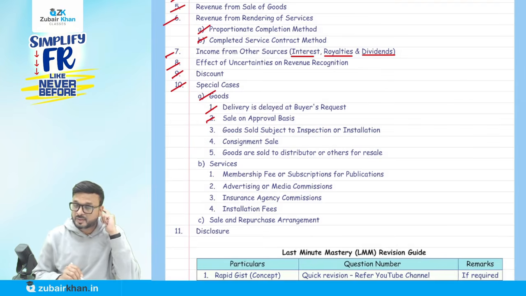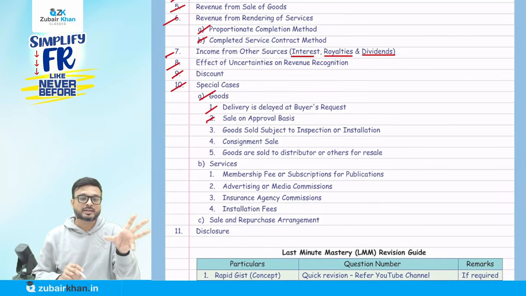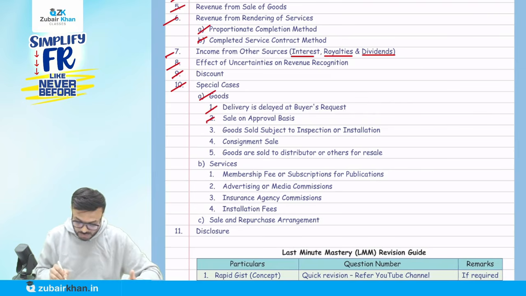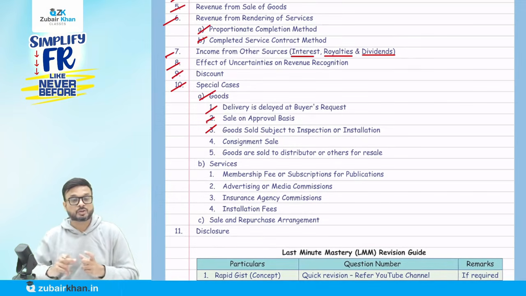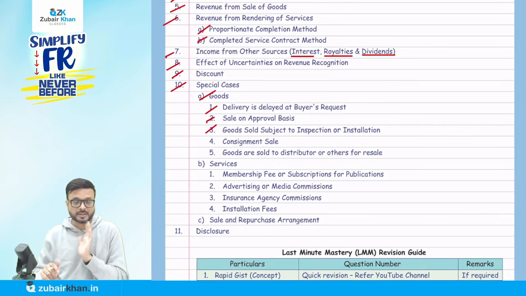Sales on approval: once it is approved by the customer or the reasonable time has expired, he is acting like he has purchased the goods, or the time that was decided has passed, then it will be considered as what? Sales. Goods sold subject to inspection or installation: if installation is complex, once installation has been done or accepted by the customer; and if it is simple, once goods are purchased by the customer.